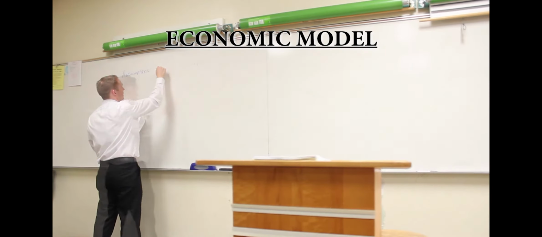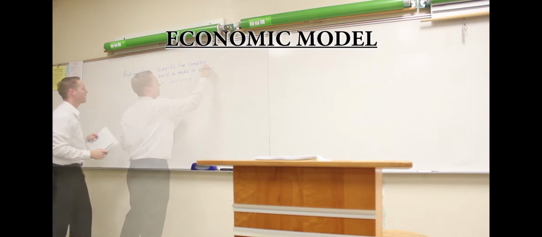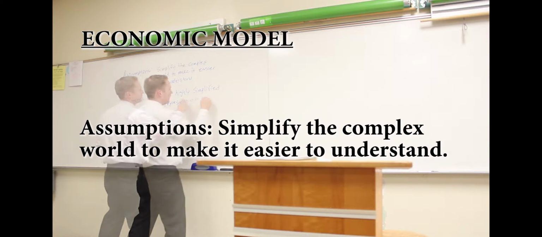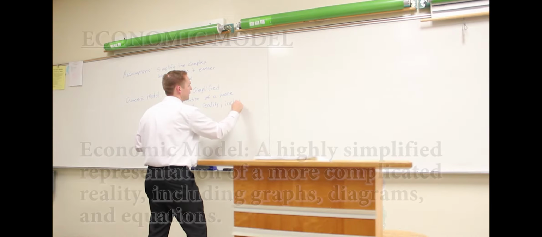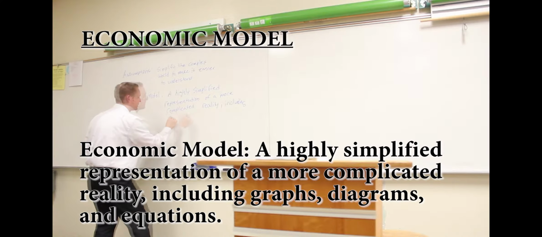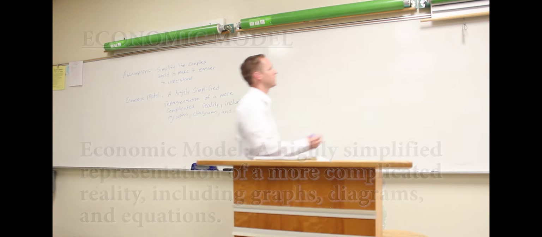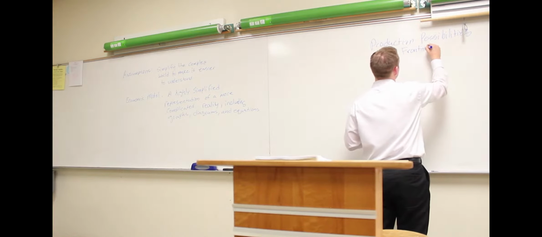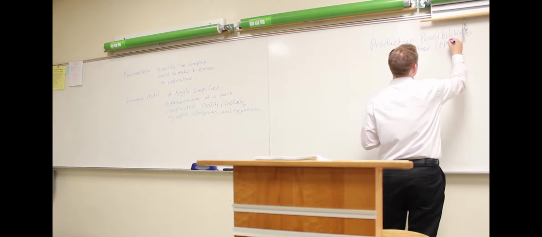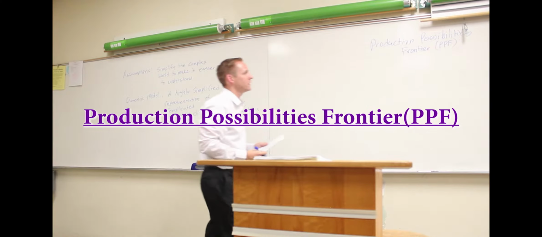They simplify the complex world to make it easier to understand, okay? An economic model is a highly simplified representation of a more complicated reality, including graphs, diagrams, and equations. Production possibilities frontier, I'm going to move into that. This is sometimes referenced as a curve and other things, depending on the book that you use. But it's known as the production possibilities frontier, the PPF.